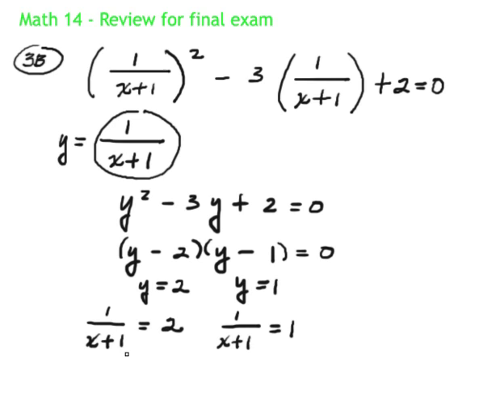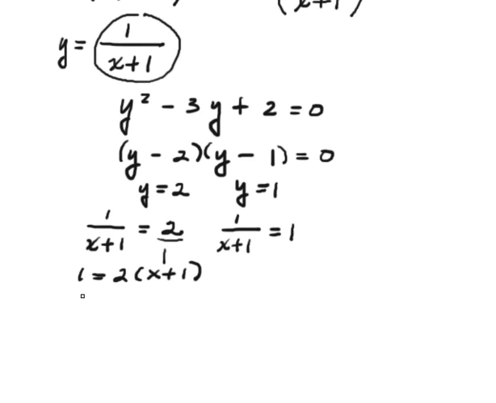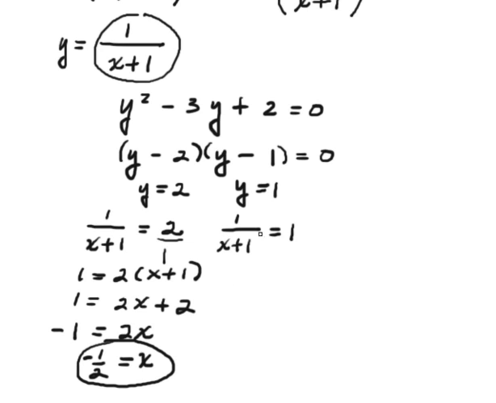Right here, let's say cross multiply, and we have 1 is equal to 2 times x plus 1. Okay, so that's 1 is equal to 2x plus 2. Subtract 2 from both sides, and we have 2x is equal to 1 minus 2, that's minus 1. And divide both sides by 2, and we have x is equal to minus 1/2. All right, here cross multiply again, and we have x plus 1 is equal to 1, and subtract 1 from both sides, and we have x equals 0.